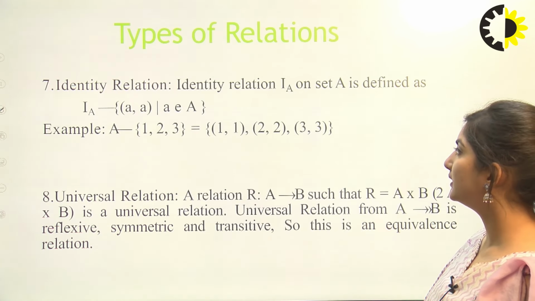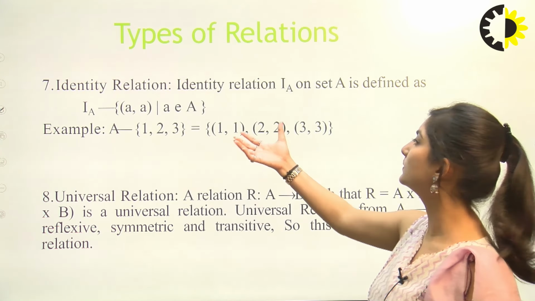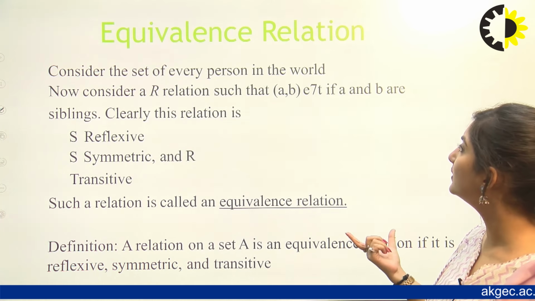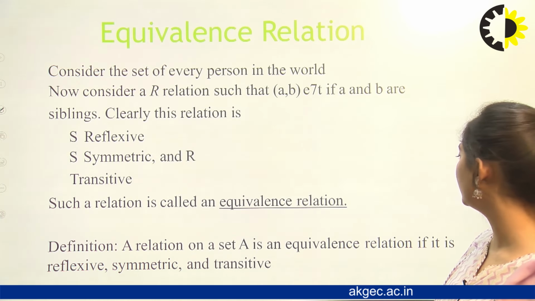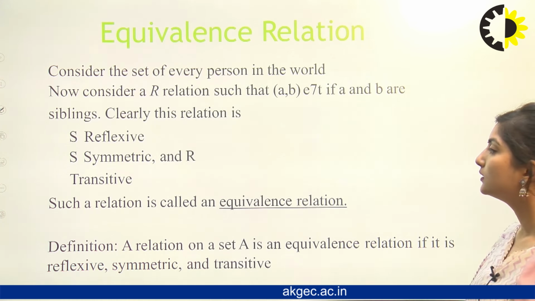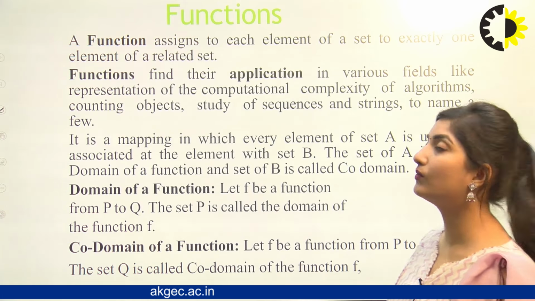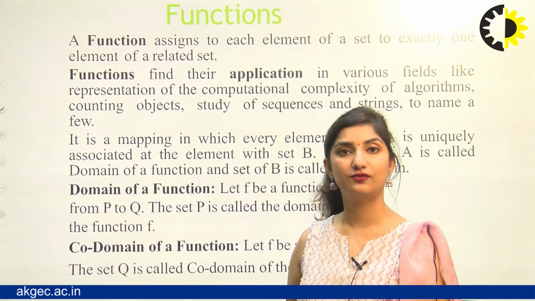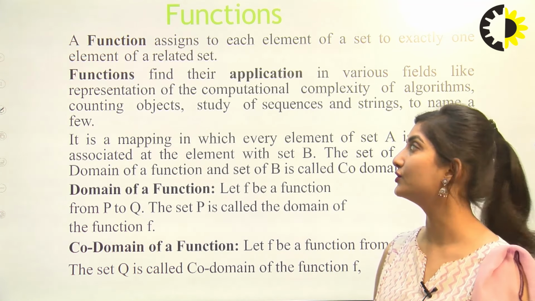Asymmetric, transitive relations. Now identity relation and universal relation. So identity is again with itself. Okay. Equivalence relation is reflexive, symmetric and transitive, not antisymmetric. Okay. So if you see here, next topic is function. So what is an equivalence relation? Equivalence relation means if a relation is reflexive, and symmetric and transitive.